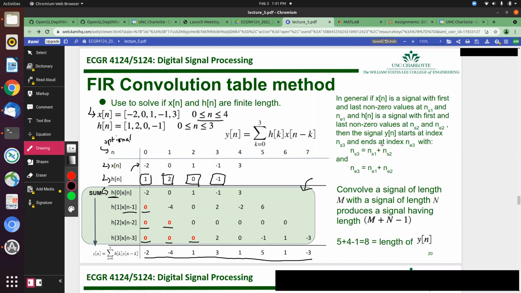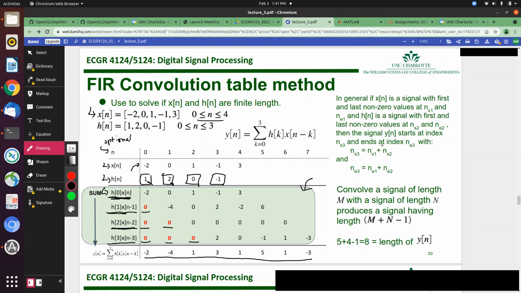Now, why is that the case? Well, what was the first row? It was h of 0 times x of n. That was the first row that we calculated. What's the second row? It's h of 1, which is the second number, and then we took x of n and shifted it to the right by 1 sample. So it's h of 1 times x of n minus 1. We delayed x. That's what these numbers are represented by mathematically, and then this for the third row, and then this for the fourth row.